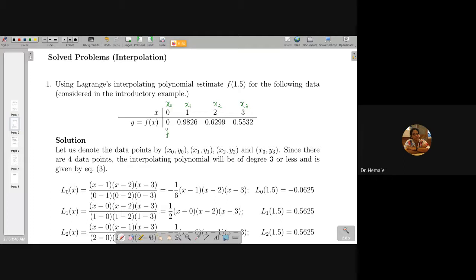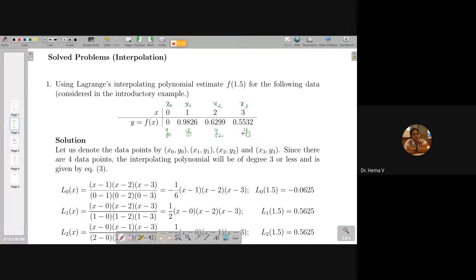So the first one we will put it as y0, then y1, y2, y3. Okay, so x0 is 0, x1 is 1, x2 is 2, x3 is 3. It need not be unique numbers, it can be any numbers. They need not be equally spaced also. Okay, so we can have distinct values, irregular values, anything you can do, 0, 1, 5, 10, etc. You can choose. Now y values, y0 is 0, y1 is 0.9826, y2 is 0.6299, y3 is 0.5533.